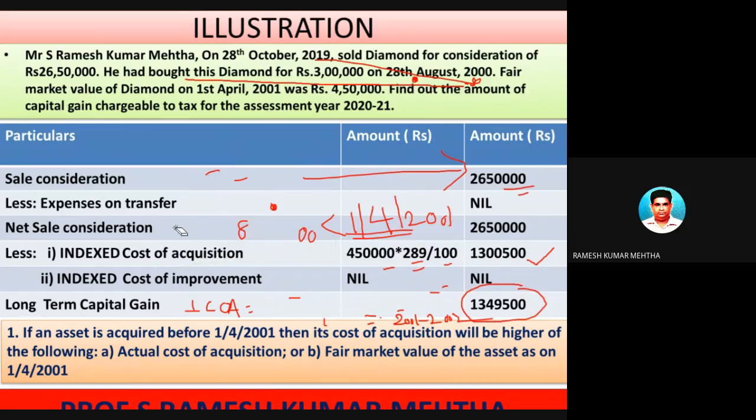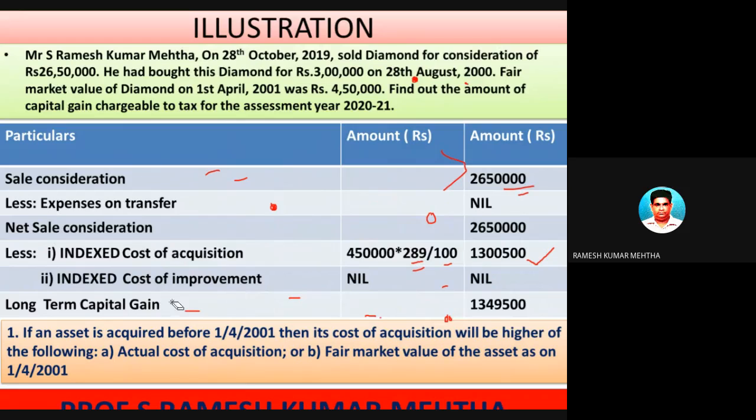So on this 13 lakh 49,500, which is the long-term capital gain, you have to pay 20% tax, which is roughly around 2 lakh 70,000. Hope you have understood this.